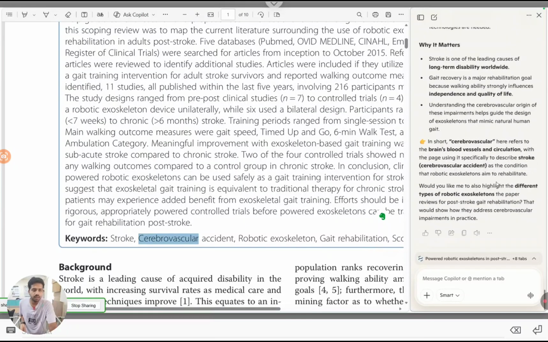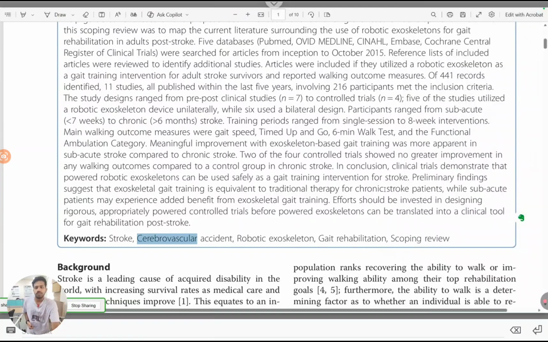Stroke is a leading cause of long-term disability worldwide. Gait recovery is the major rehabilitation goal because walking ability strongly influences independence and quality of life. So understanding the cerebrovascular origin of these impairments helps guide the design of exoskeletons that mimic natural human gait.